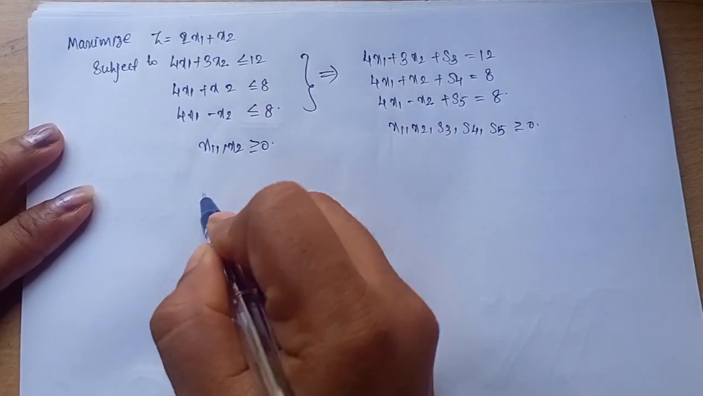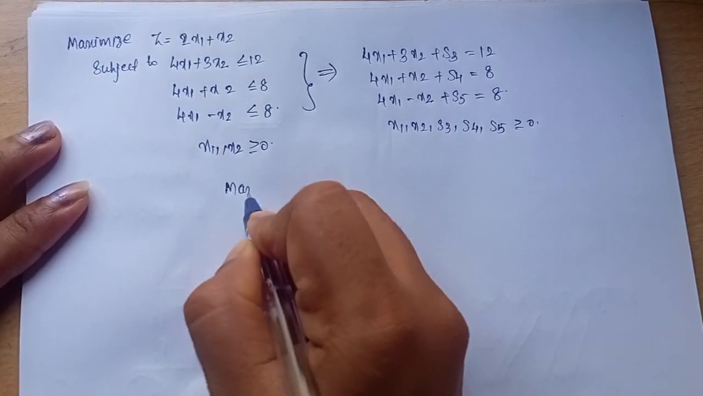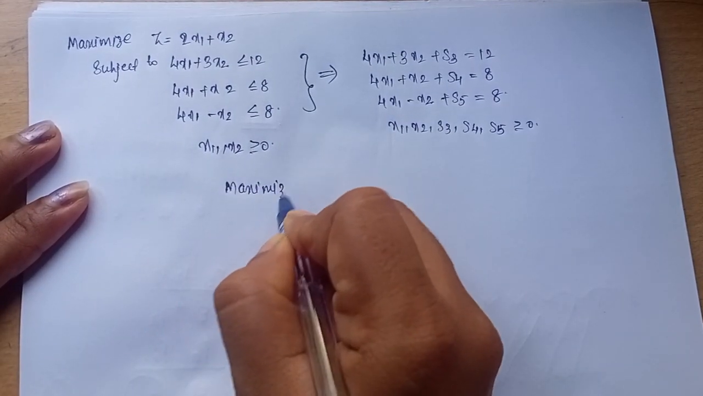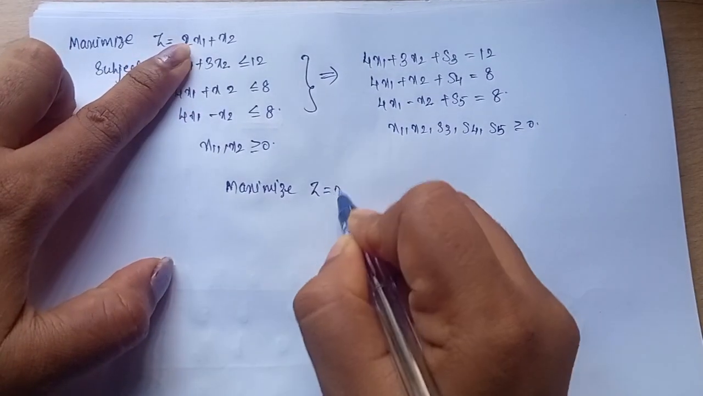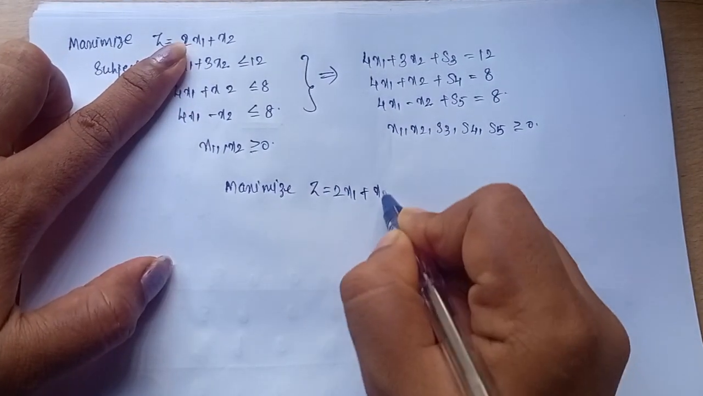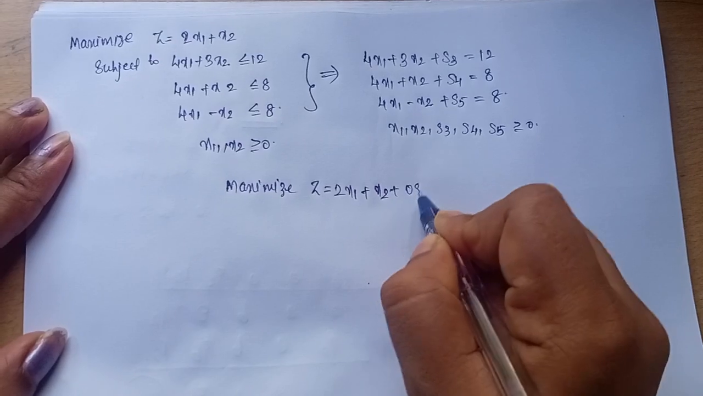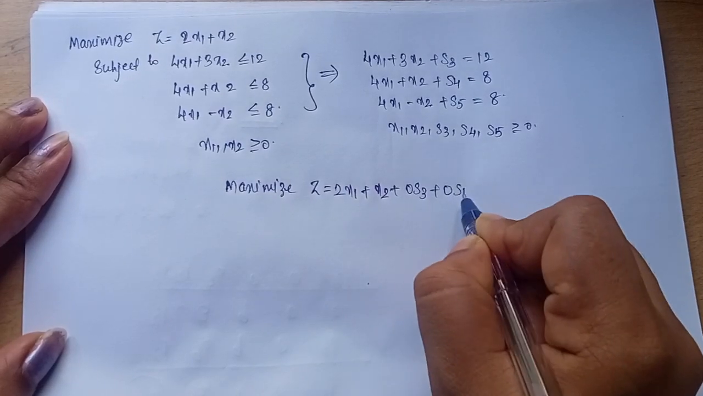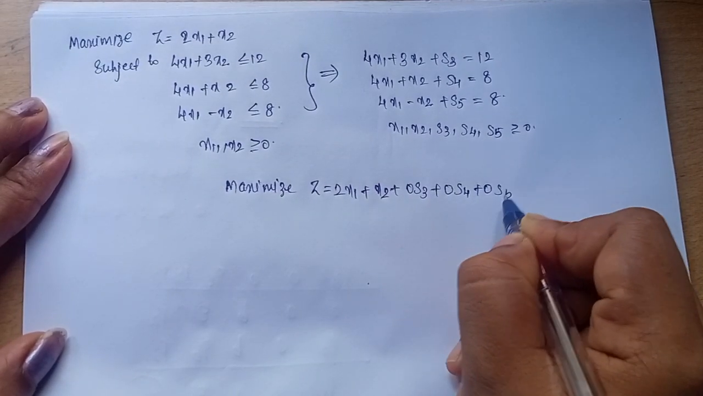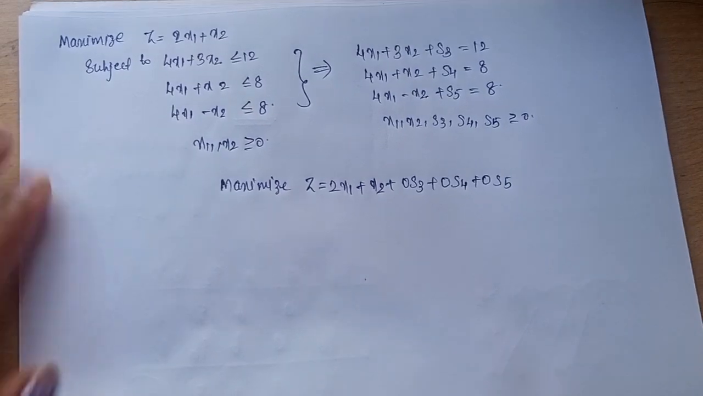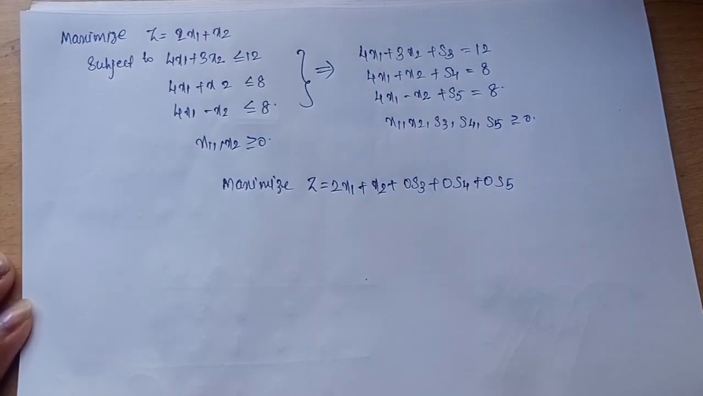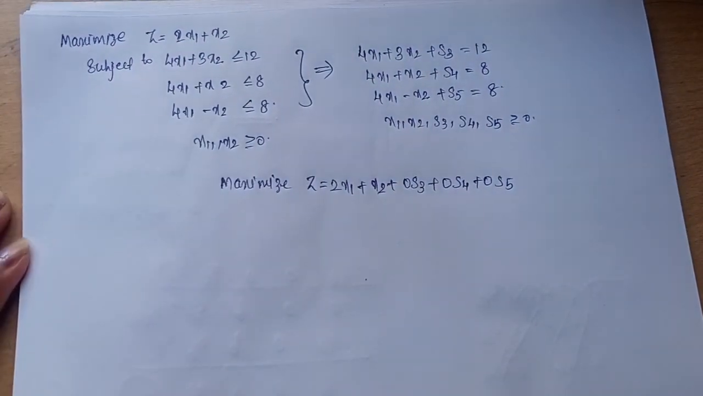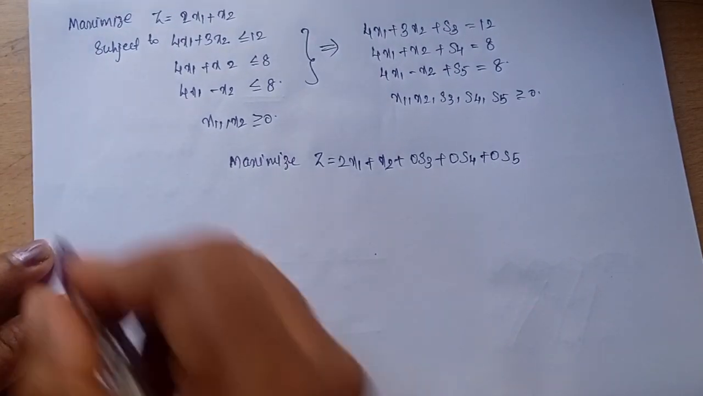Therefore, the standard form of the objective function is maximize z equal to 2x1 plus x2 plus 0 S3 plus 0 S4 plus 0 S5, subject to the above constraints. We are going to draw its simplex table.